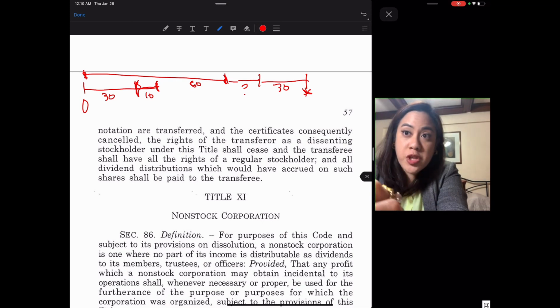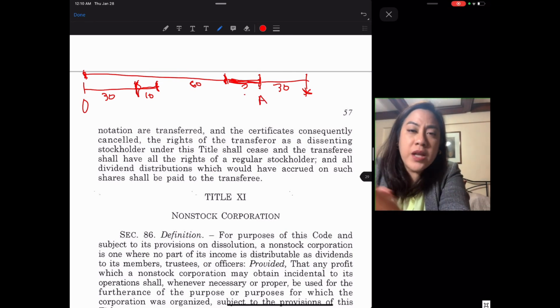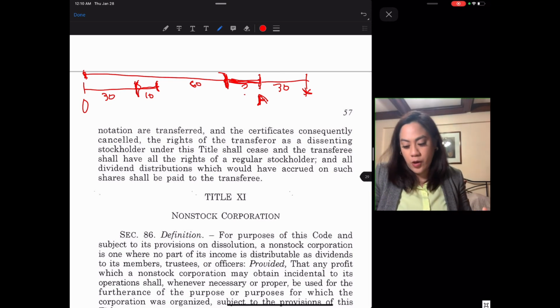Three disinterested persons. Why is there a question mark? Because the law does not state how long these appraisers have within which to determine an award. From the time that an award is made, or from the time that the parties agreed upon a fair value, because it's possible that within 60 days they actually agree on an amount. Basta there's an award, from that time or from here, they have 30 days within which to pay. I hope that makes sense.